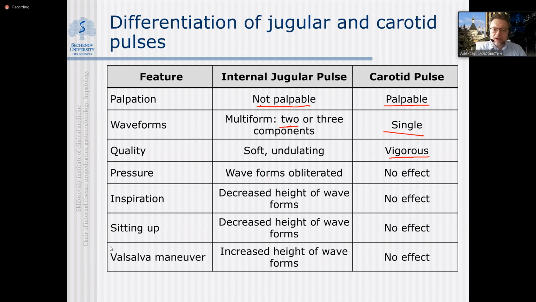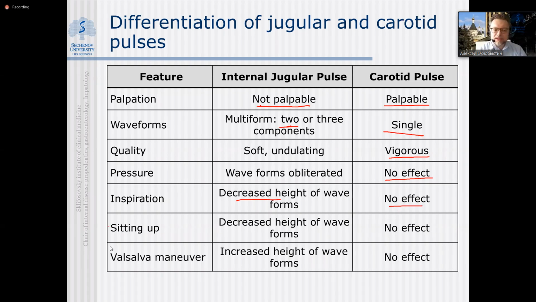Pressure will obliterate the pulsation waveform. No effect: you'll be unable to compress the carotid artery typically with gentle pressure. Inspiration will decrease the wave height, unless the patient has constrictive pericarditis with Kussmaul's sign. Inspiration has no effect on the carotid artery.